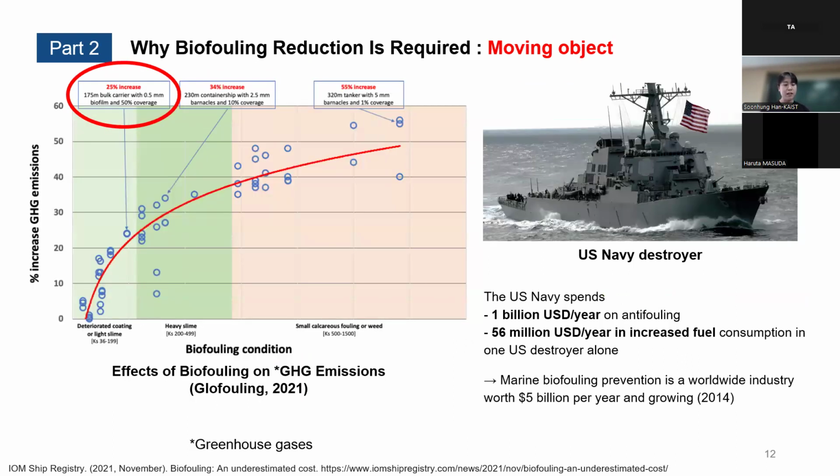This data summarizes the impact of biofouling on GHG emissions, also known as greenhouse gases. To summarize this graph, on the right, biofouling covering only 50% of the hull can increase GHG emissions by up to 25%. Another example is that the US Navy spends $1 billion per year on anti-biofouling. One US destroyer is estimated to cost $56 million per year in increased fuel consumption due to biofouling.